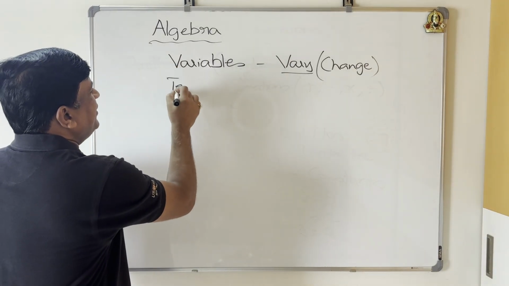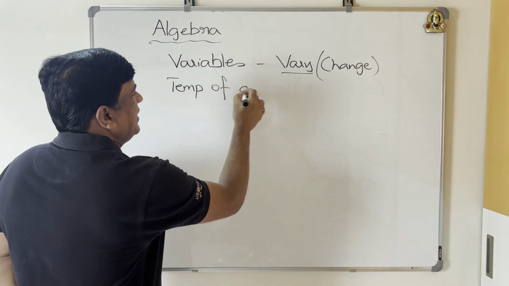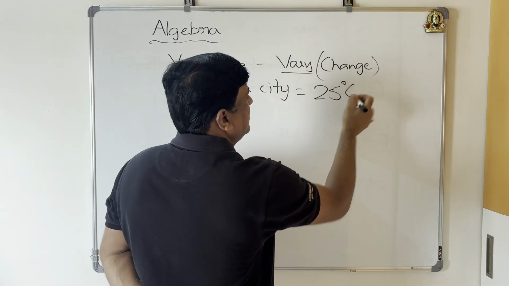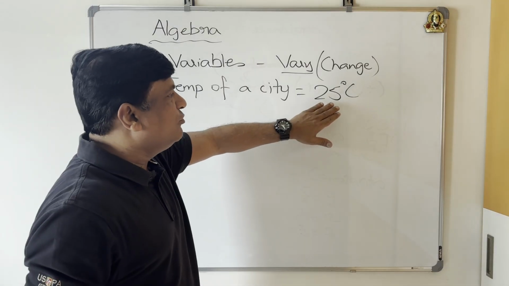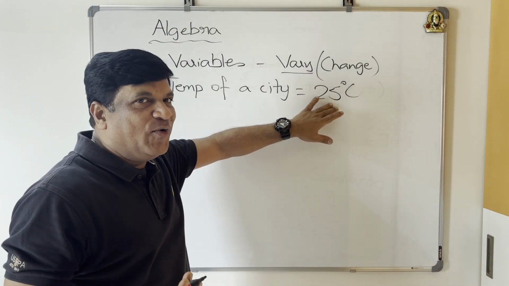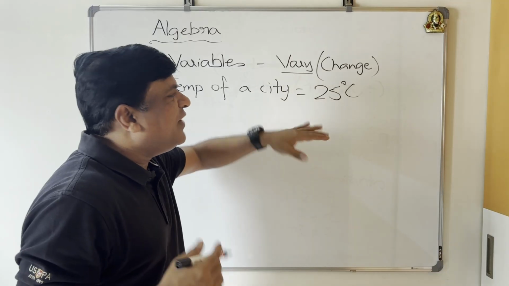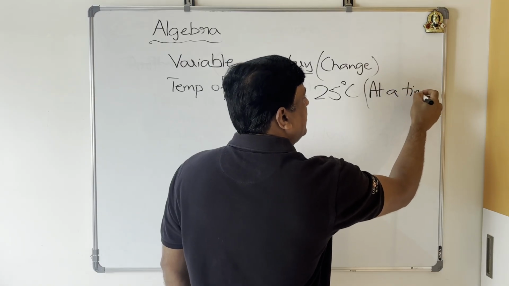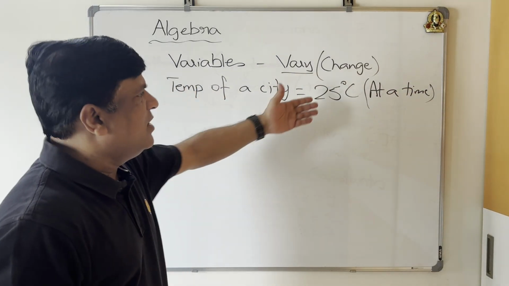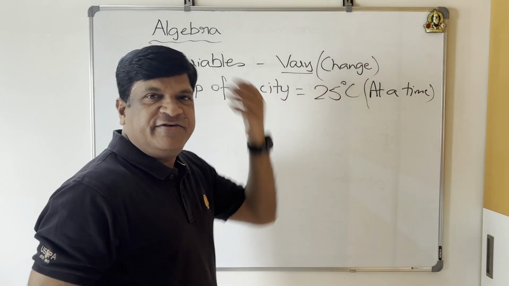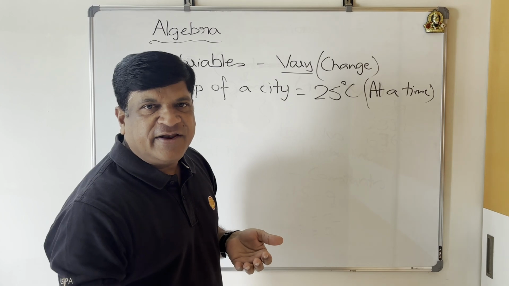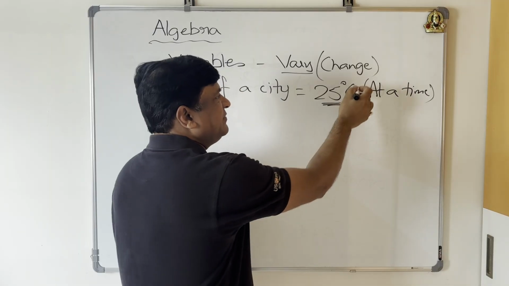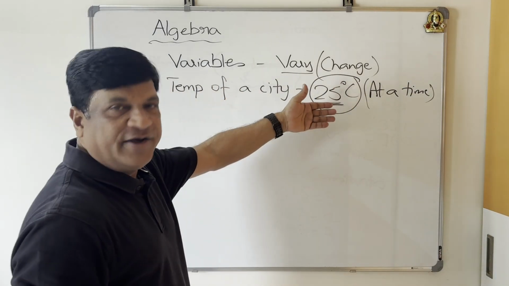Suppose the temperature of a city. If I put it as 25 degrees centigrade, it remains. Do you think that the temperature remains the same throughout the day? No. So I cannot put it as 25 degrees centigrade; it may be the temperature at a particular time of the day. It can be 25 degrees early in the morning, 25 degrees late in the night, and 25 degrees in the afternoon also. But it doesn't remain constant. This is what we talk about as constant when we talk about arithmetic, right?